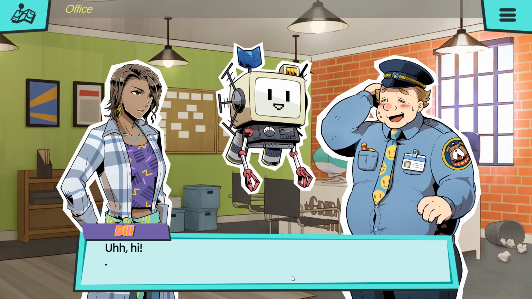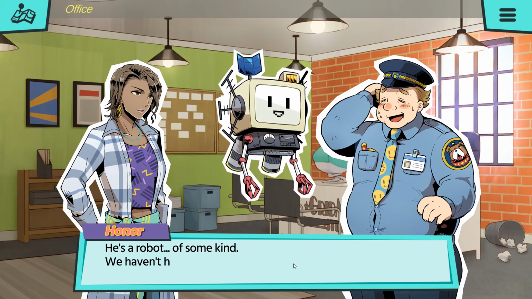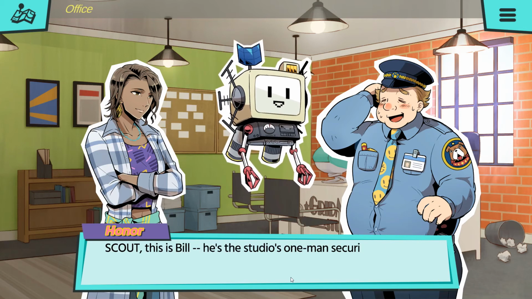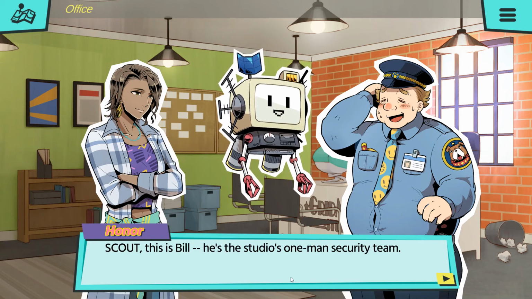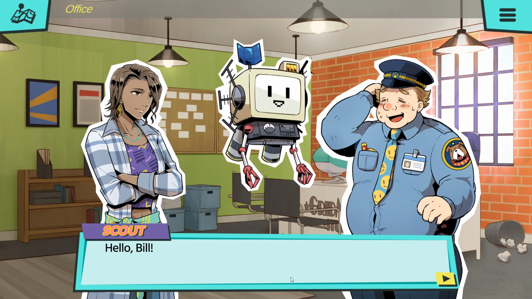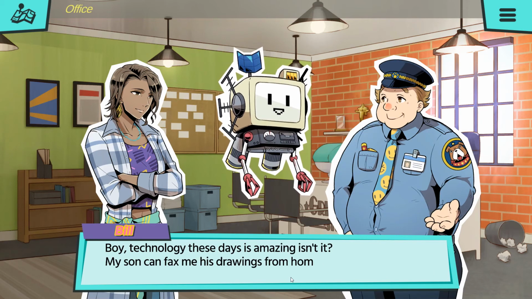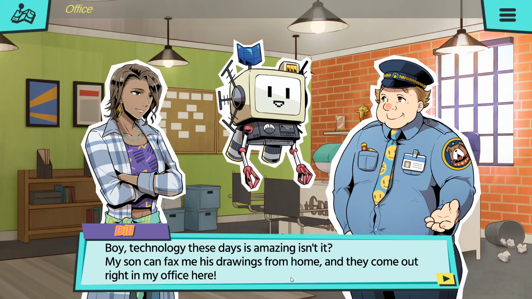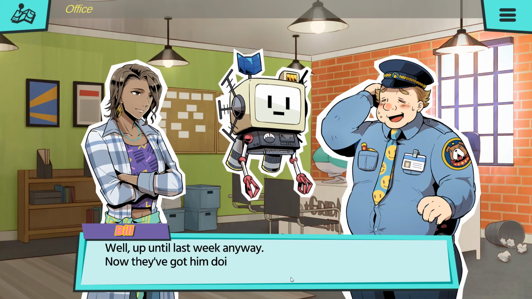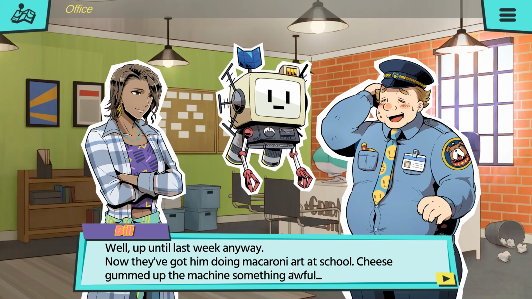I'm Scout. Hi. What is that, a flying fax machine? He's a robot of some kind. We haven't had much of a chance to get to know each other yet. Scout, this is Bill. He's the studio's one-man security team. And he's not doing a great job considering someone's got killed. Now I know that's not his tasks. Hello, Bill. Boy, technology these days is amazing, isn't it? My son can fax me his drawings from home and they come out right in my office here. Well, up until last week anyway. Now they've got him doing macaroni art at school. She's gummed up the machine something awful.